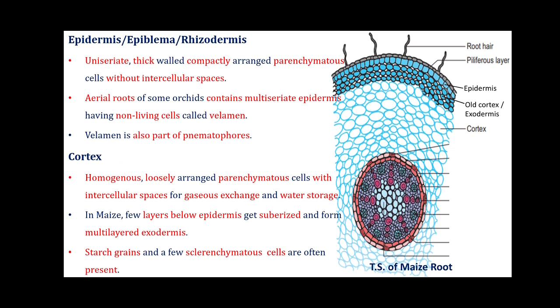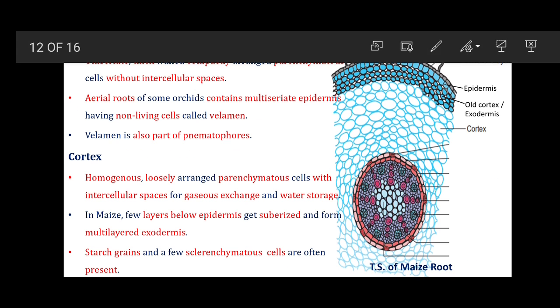It is uniseriate, thick-walled, compactly arranged parenchymatous cells without intercellular spaces. Aerial roots of some orchids contain a uniseriate epidermis having non-living cells, which is known as velamen. Now this velamen is also found in the pneumatophores. Pneumatophores are present in saline water conditions, or you can say in halophytes.